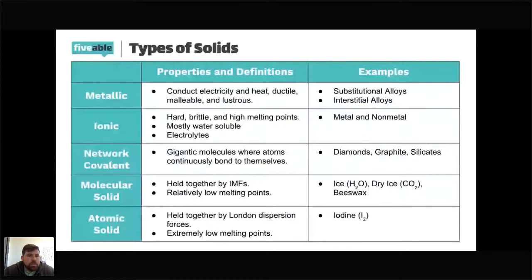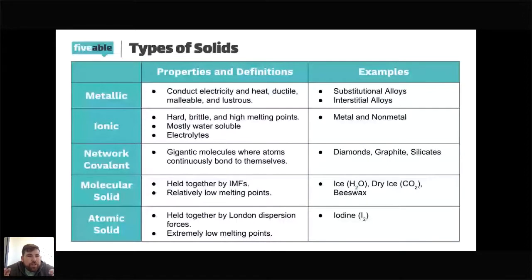Ionic substances are hard, brittle, and have very high melting points. They are mostly water soluble. We'll talk about solubility in the next stream. And they are also considered to be electrolytes. Remember, electrolytes are substances that conduct electricity when they're dissolved in water.